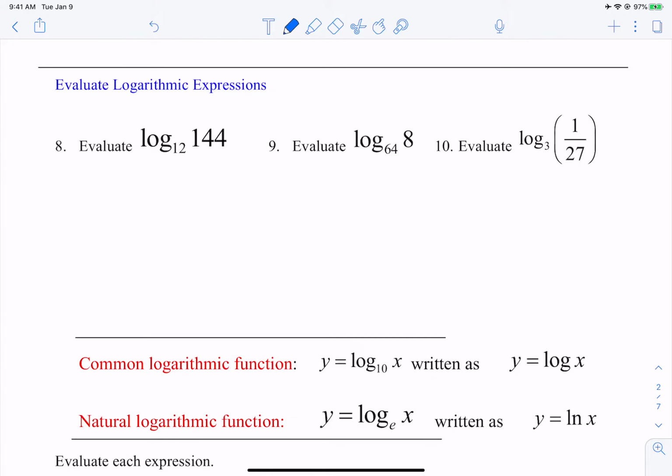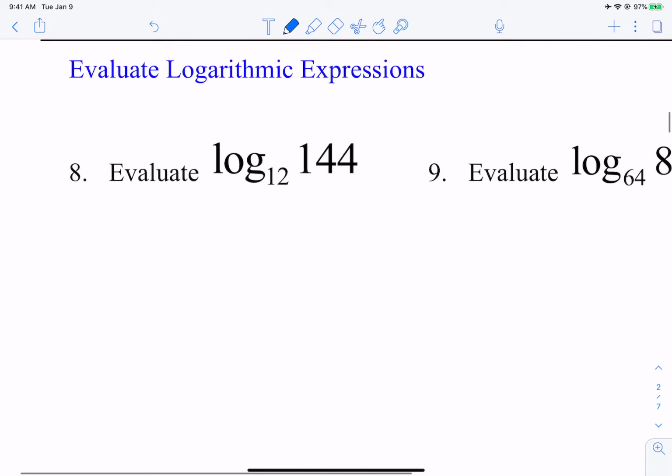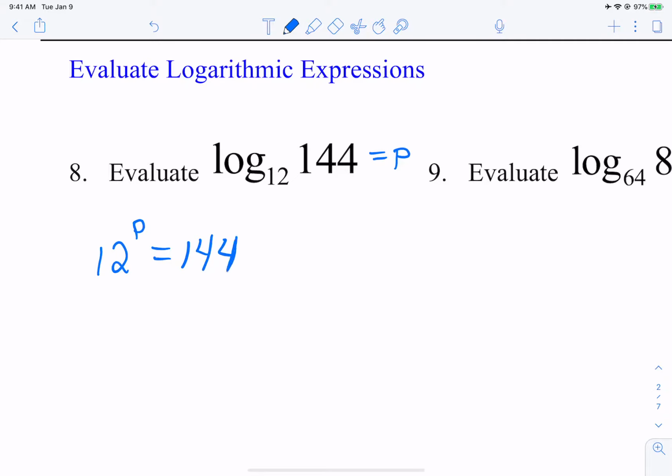Now, we are going to actually use logarithmic notation, but think of it in a power sort of way to help us evaluate these logs. Okay, so let's look at number 8, dealing with the log base 12 of 144. What that means is, what power, because remember the answer to this is a power. So we're really saying, what power do I put on a 12 to get the number 144?